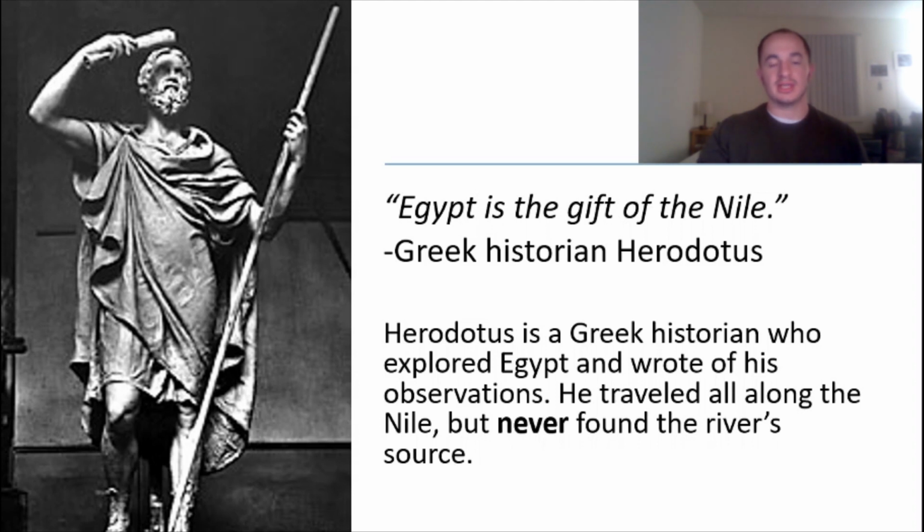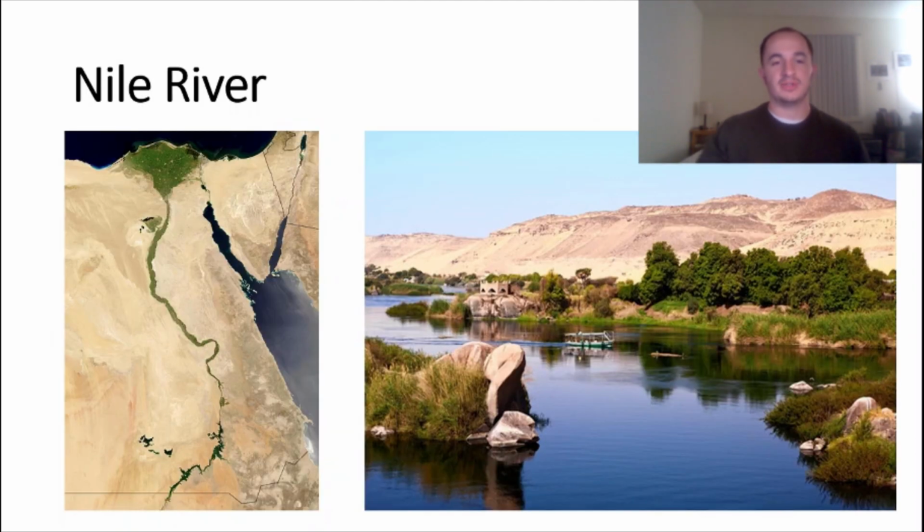So here is a map of the Nile on the left. This is just a satellite view. So it's one of the largest rivers in the world. It's the longest river. It's the largest river in Africa, and there is a lot of population around it.